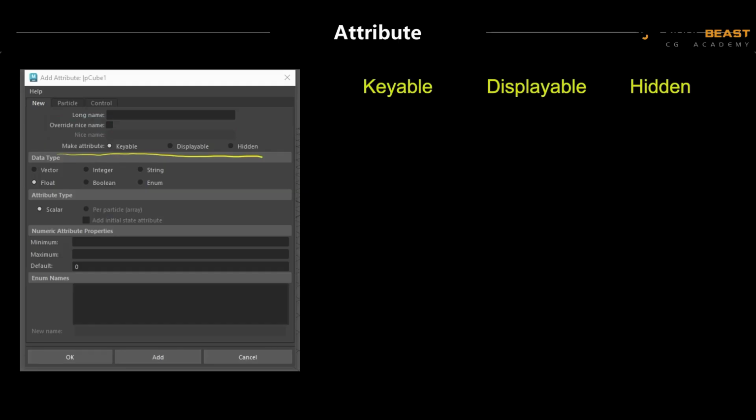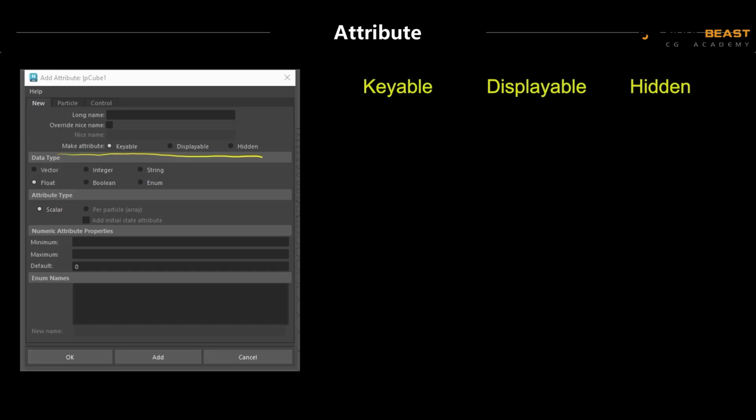Keyable, displayable, and hidden. First, let's explain what keyable is. Keyable, simply put, means the attribute can be set keyframes. If you've learned animation, you probably know this. When we do animation in Maya, we are actually setting keyframes for each attribute. The change from one keyframe to another creates the animation. So when our attribute is keyable, it means this attribute can accept keyframes.